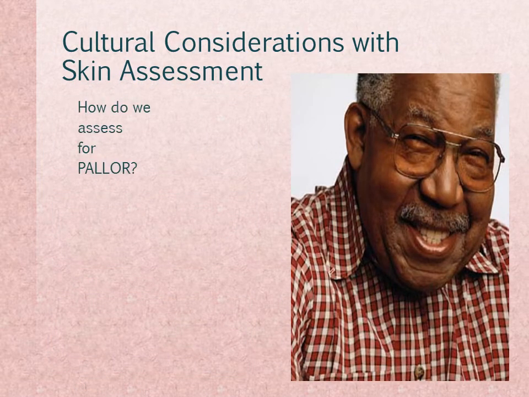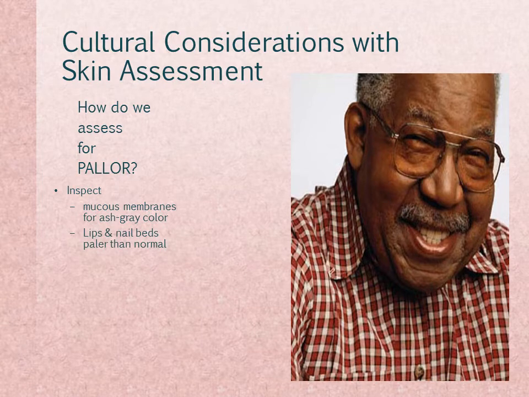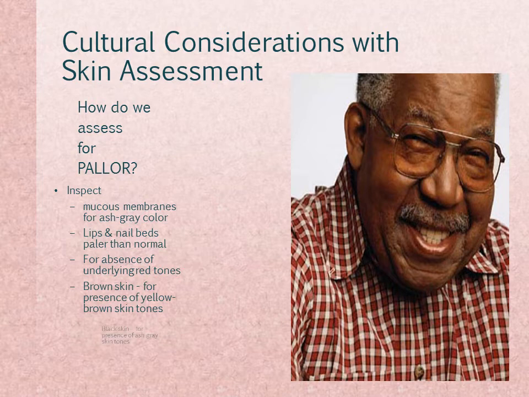There are cultural considerations when performing the skin assessment. How do we assess for pallor? You will inspect the mucous membranes for ash gray color. Inspect the lips and the nail beds. Are they paler than normal? Check for the absence of underlying red tones. In brown skin, you will assess for the presence of yellow-brown skin tones. And in black skin, you will check for the presence of ash gray skin tones.